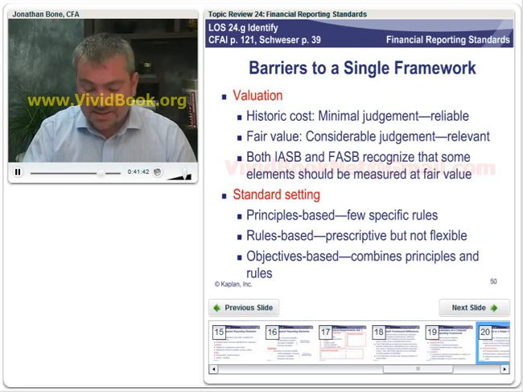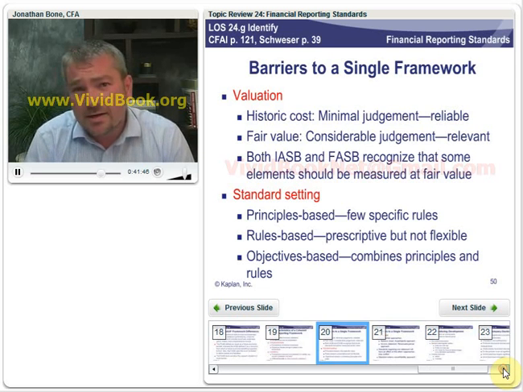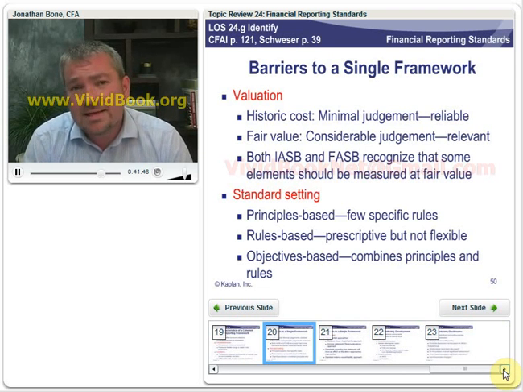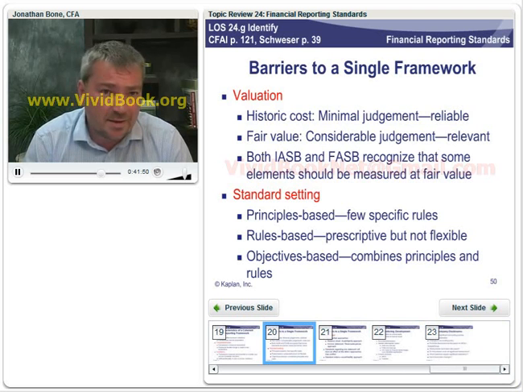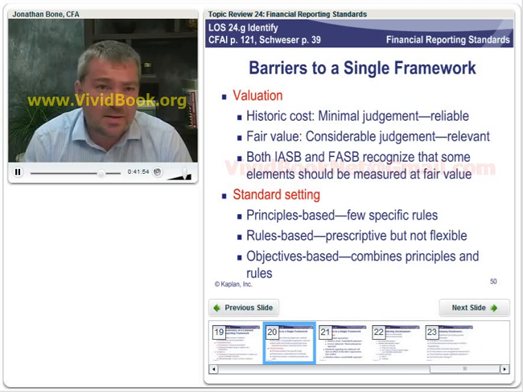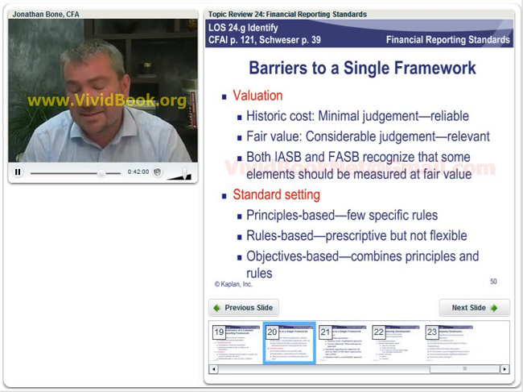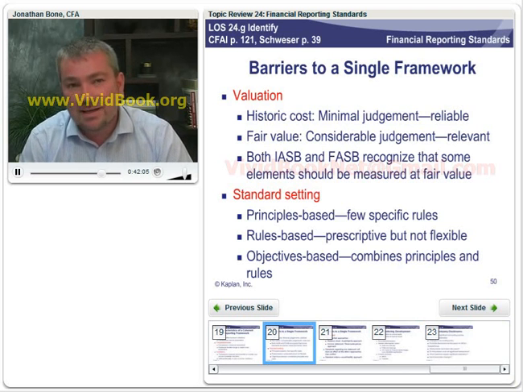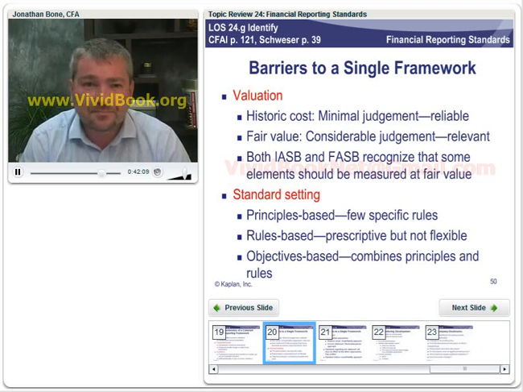Barriers to a single framework. Well, these are some of the barriers that we still see. Historic cost. Now, we've seen that US GAAP typically relies on historic cost, with the exception of some financial instruments. Historic cost really means purchase price. So if you've got your plant, property and equipment sitting there at historic cost less accumulated depreciation, historic cost will be all of the costs in getting that asset into its condition and up and running. In other words, typically the purchase price.